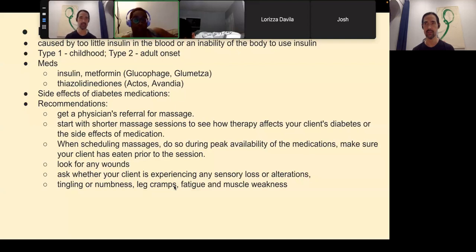But if someone has leg cramps, some good questions for them might be, well, are you taking blood thinners? Did you travel on an airplane recently? Any changes in altitude like that? You're looking for a DVT, deep vein thrombosis kind of thing, right? And you definitely don't want to be pressing on that. And then fatigue and muscle weakness, those go along with diabetic neuropathy.